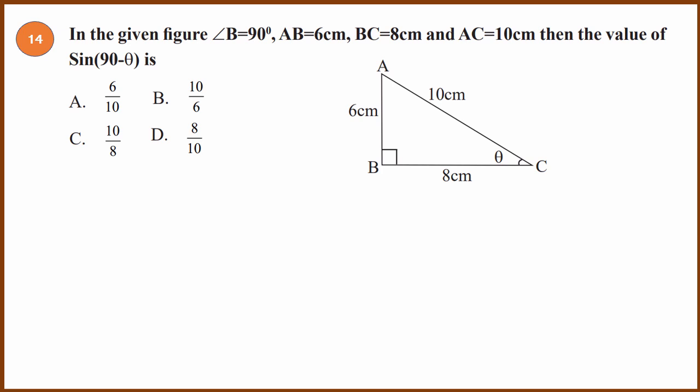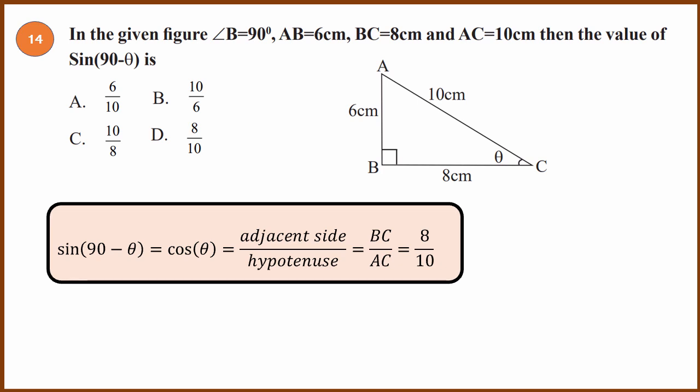So this problem requires us to do two things. They are asking two things. One, you need to know the complementary angle formula. Second, you need to know the definition of sine and cos. Okay? So let us do it. What does the complementary angle formula tell you? Sine 90 minus theta is cos theta. Okay? This we know from the complementary angle formula.